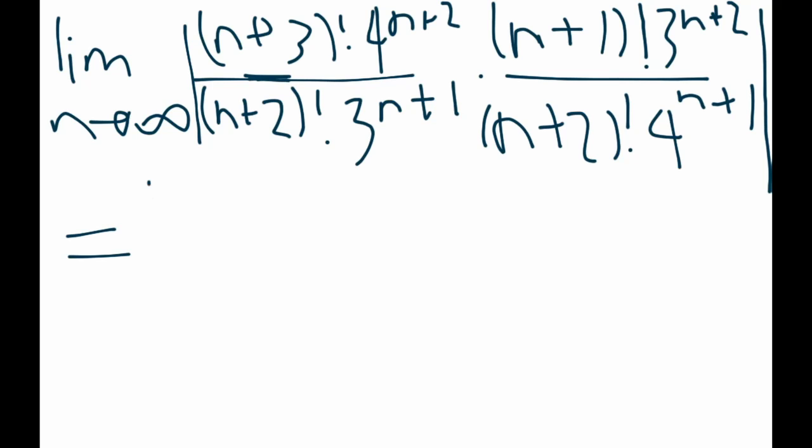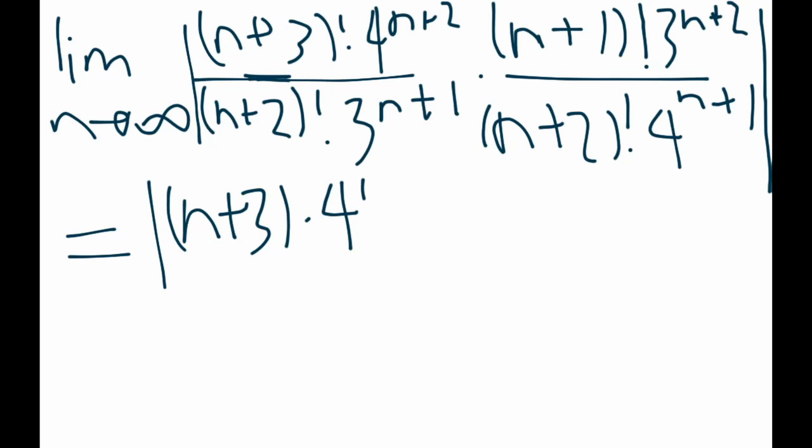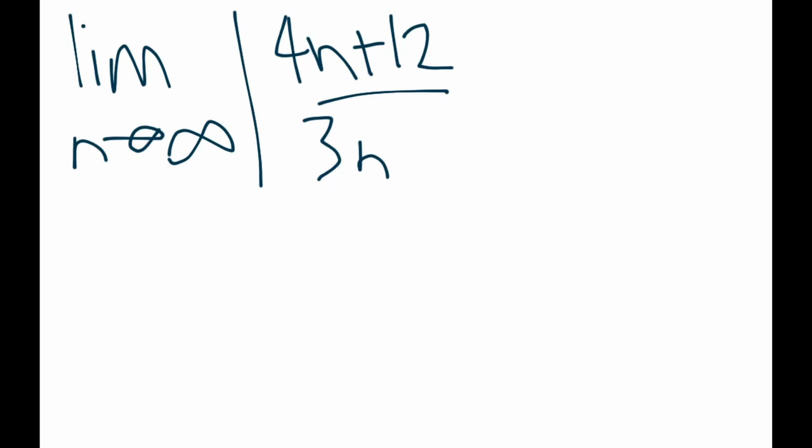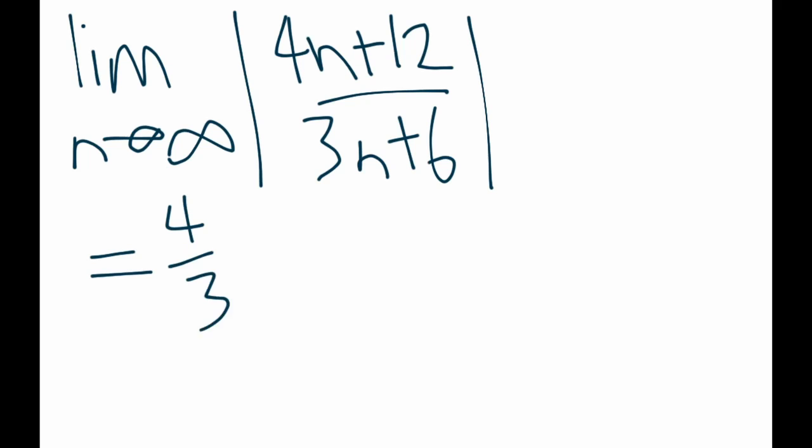which equals the absolute value of n plus 3 times 4 over n plus 2 times 3, which equals the limit as n approaches infinity of the absolute value of 4n plus 12 over 3n plus 6, which equals 4/3, which is greater than 1. So this series diverges.